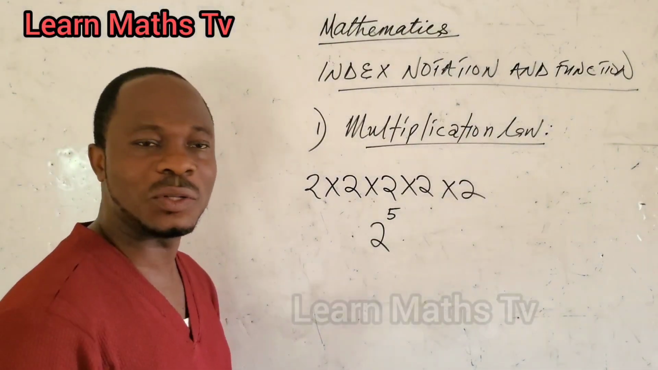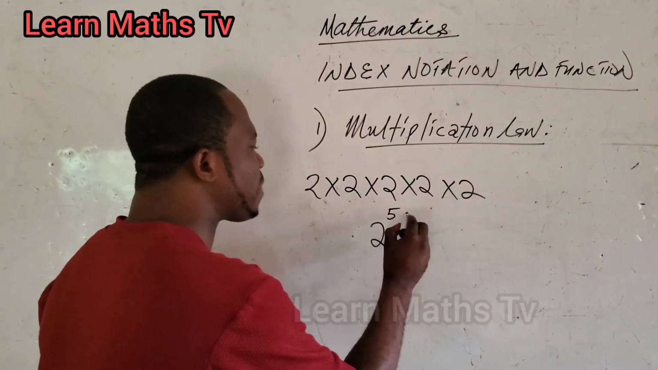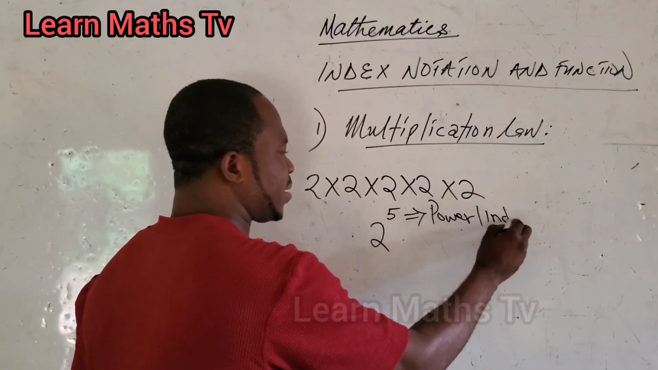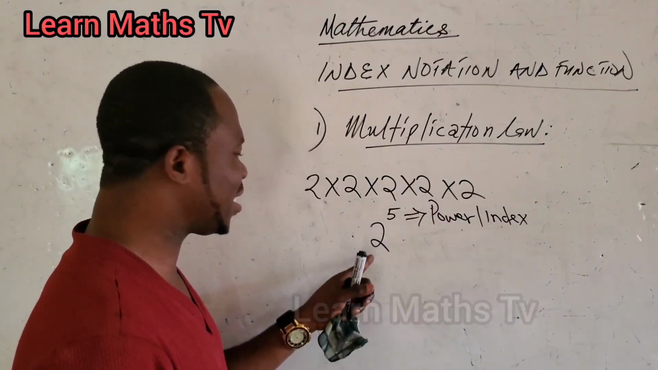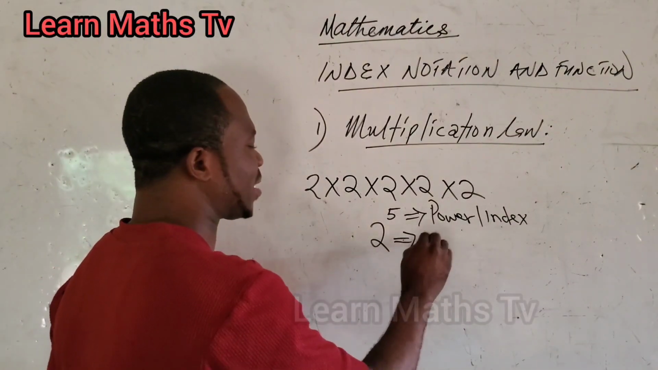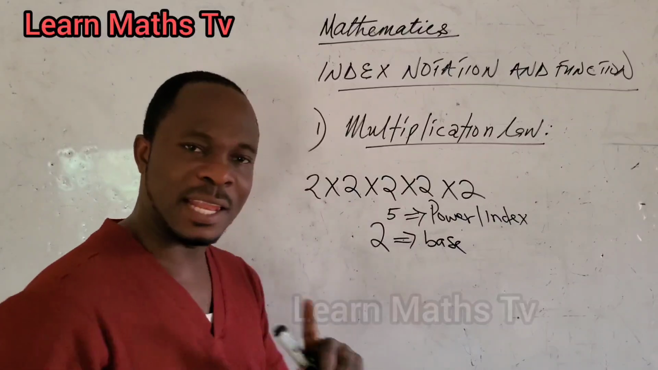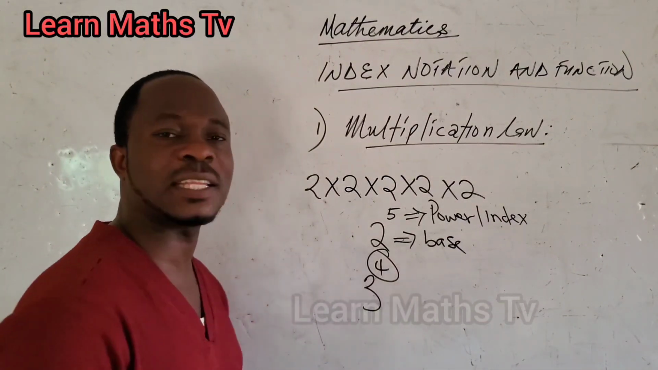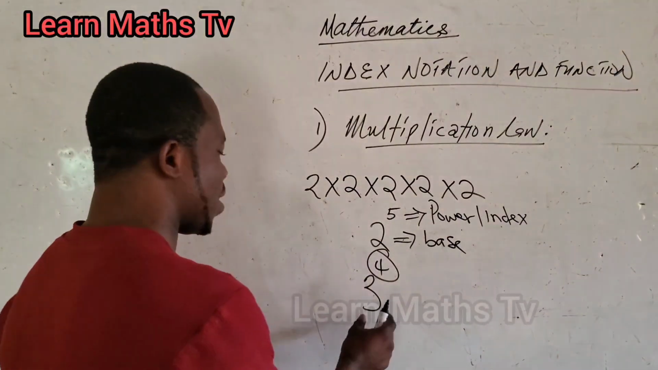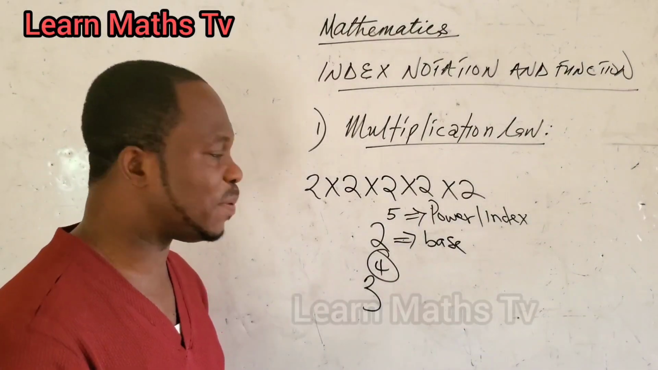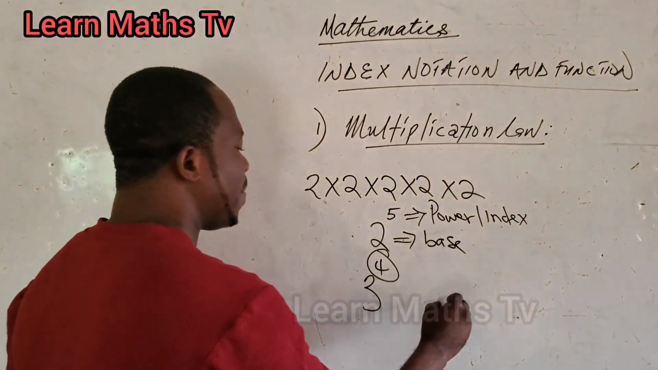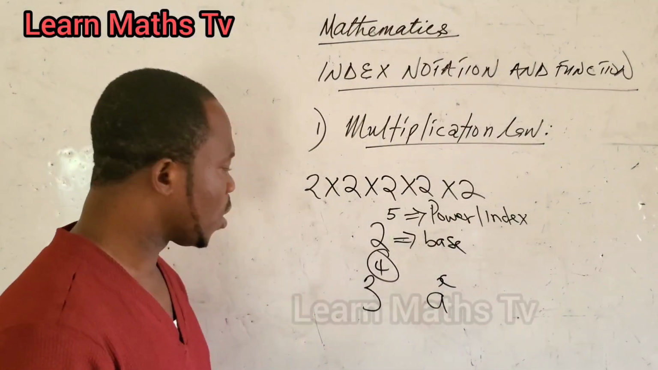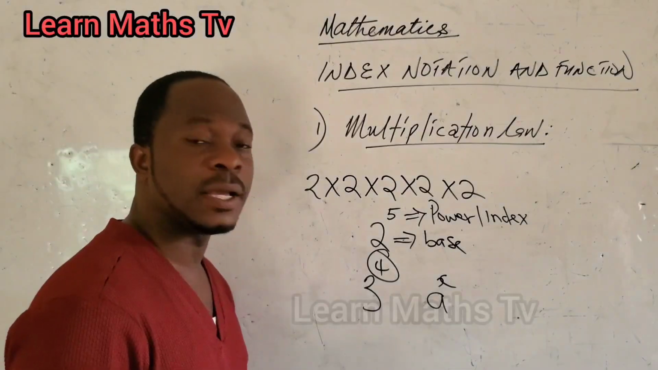It is worthy to note that this 5 is referred to as the power or index, whereas this 2 is referred to as the base. Let me give you another example. Let's say we have 3 raised to the power 4. This 4 is referred to as the power or index, whereas this 3 is referred to as the base. Generally, I can conclude by saying that if A is raised to the power x, then x is the power or index, whereas A is the base.